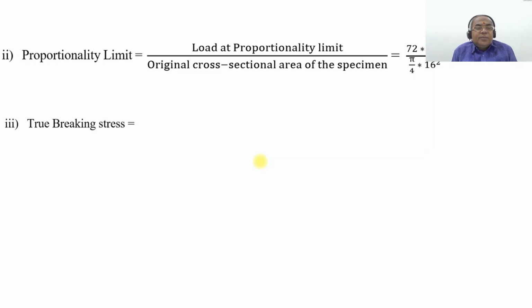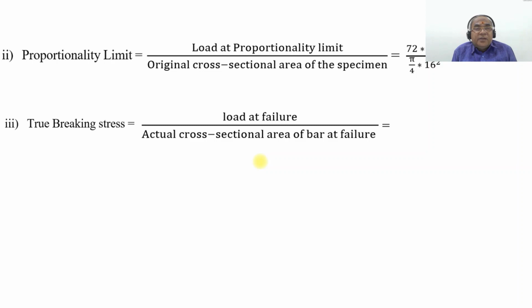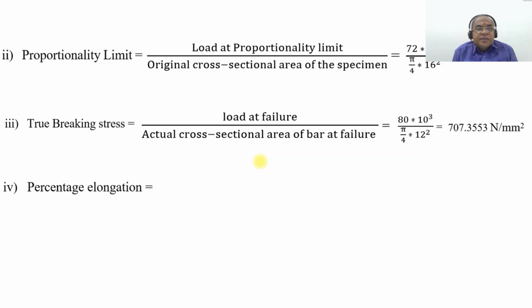Similarly, we are going to take up the true breaking stress, which is load at failure divided by the actual cross-sectional area of the bar. So here the load at failure is 80 into 10 to the power of 3 divided by the actual cross-sectional area at failure, which is pi by 4 into 12 square. So on simplification, you will get that value as 707.3553 Newton per mm square.